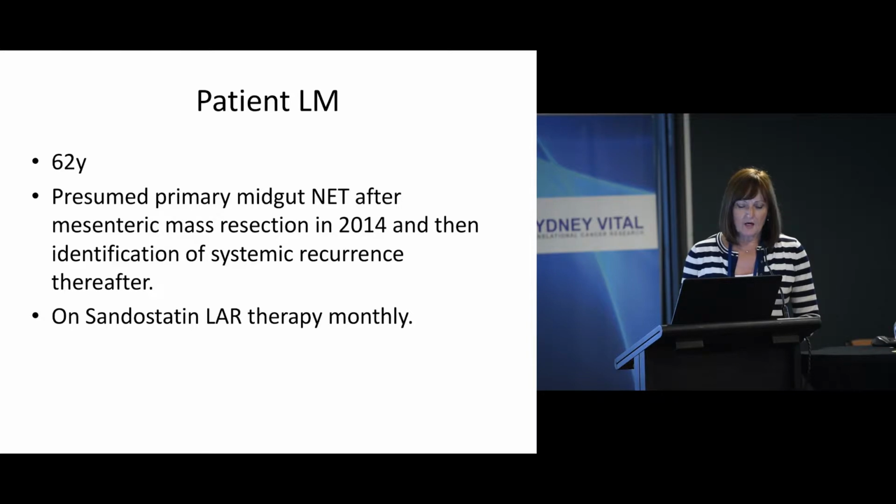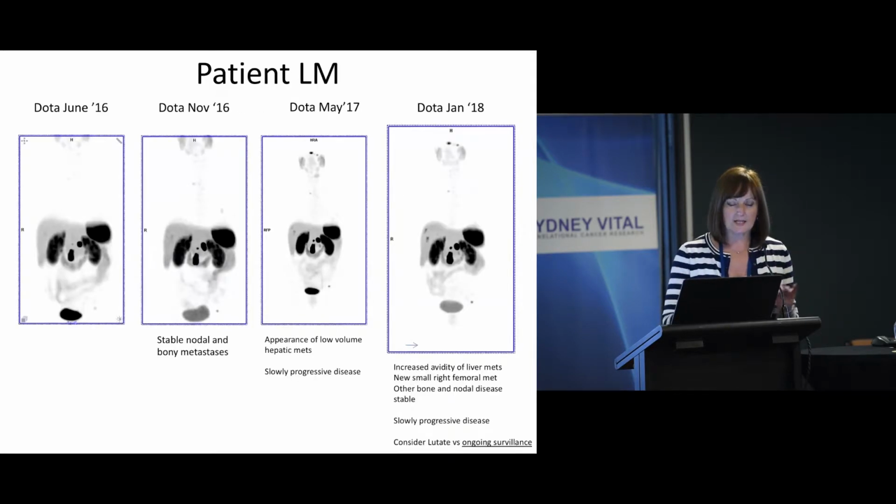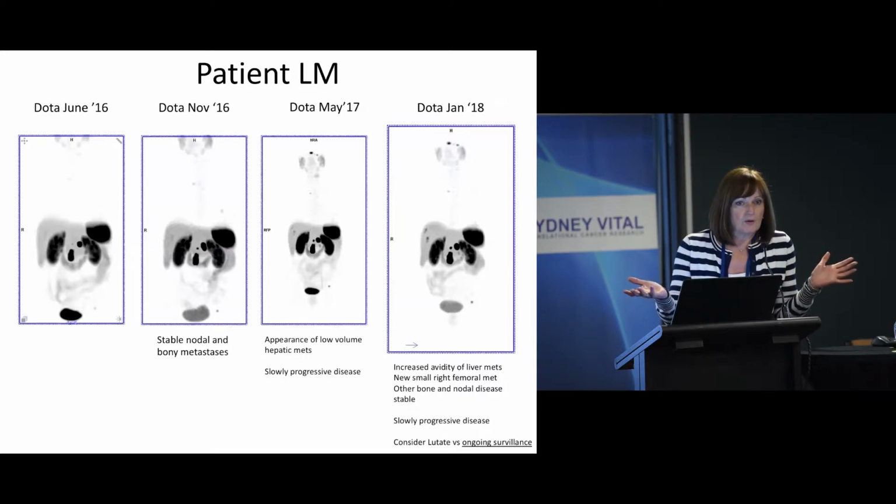What we can see over time with this patient is that she's actually developing hepatic metastases slowly and a few more bony metastases. So here we've got someone with a different tempo of disease, albeit a slow tempo, but she's starting to change in her behaviour. So do we want to stop and think what we would do?